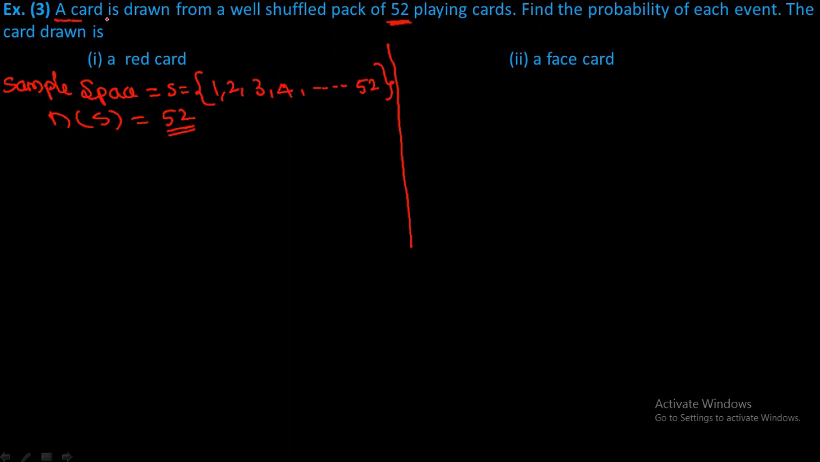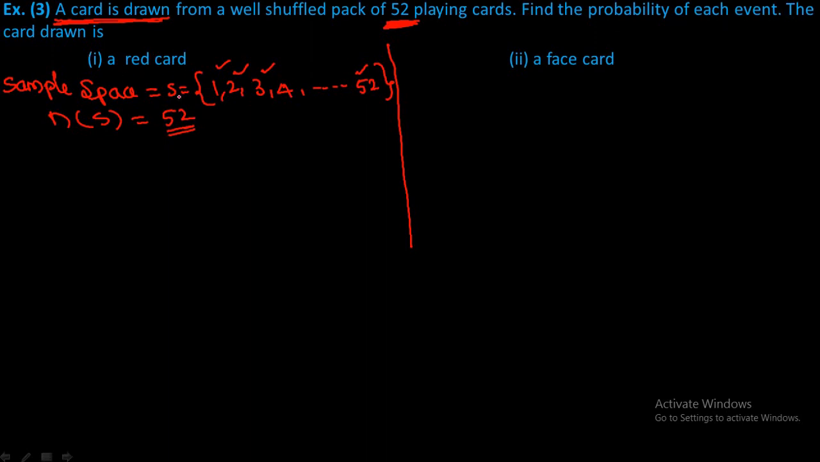A card is drawn means you are drawing a single card. You are taking a single card from a well-shuffled 52 playing cards. So the possibility is that you may select the first card, the second card, the third card, or the 52nd card. So how many possibilities are there? 52. Find the probability of each event.